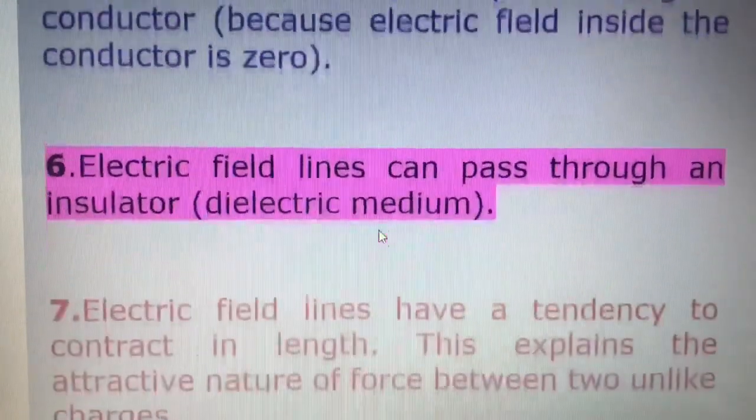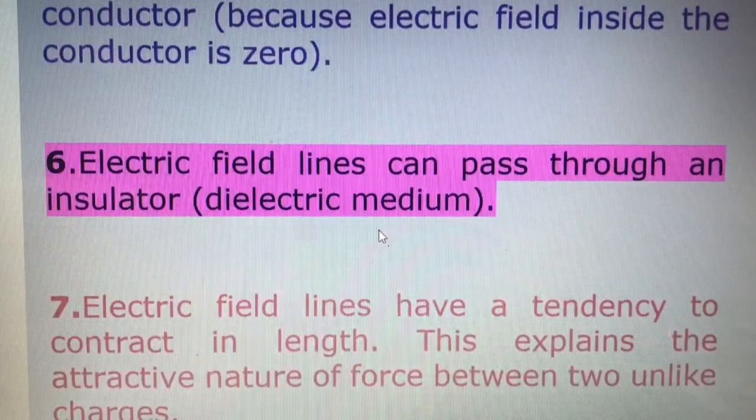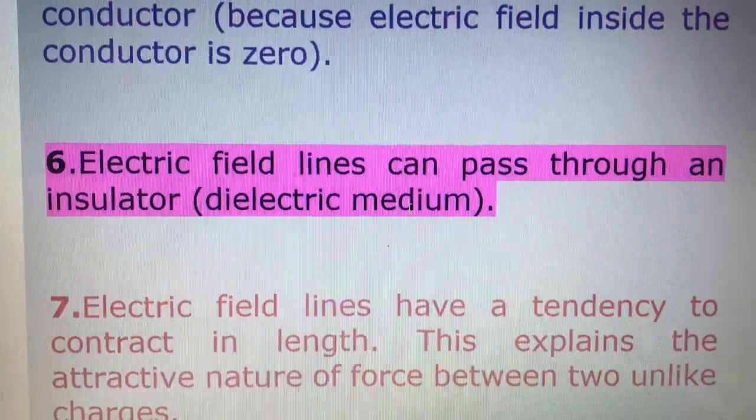And the sixth property is electric field lines can pass through an insulator because it is a dielectric medium. The electric field lines can pass through an insulator. They do not pass through a conductor, but the electric field lines pass through an insulator.